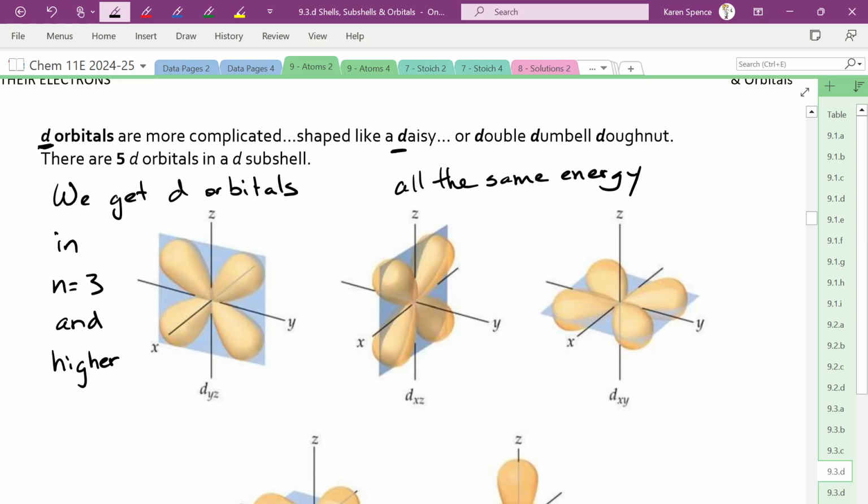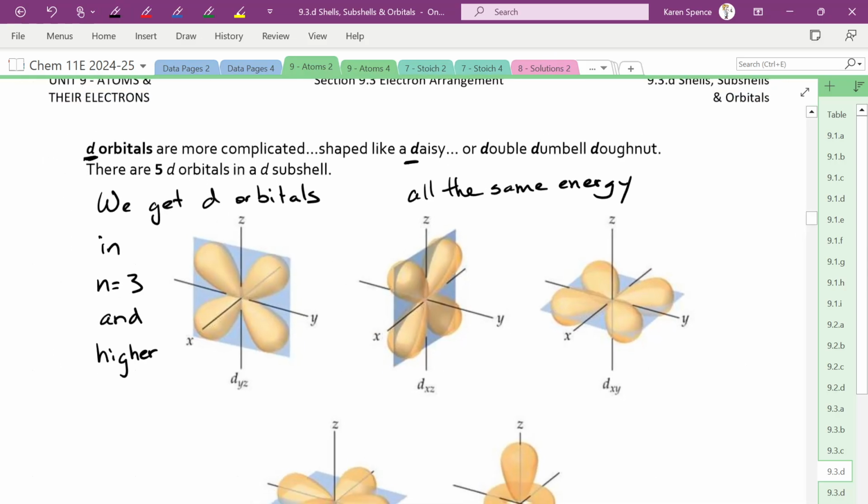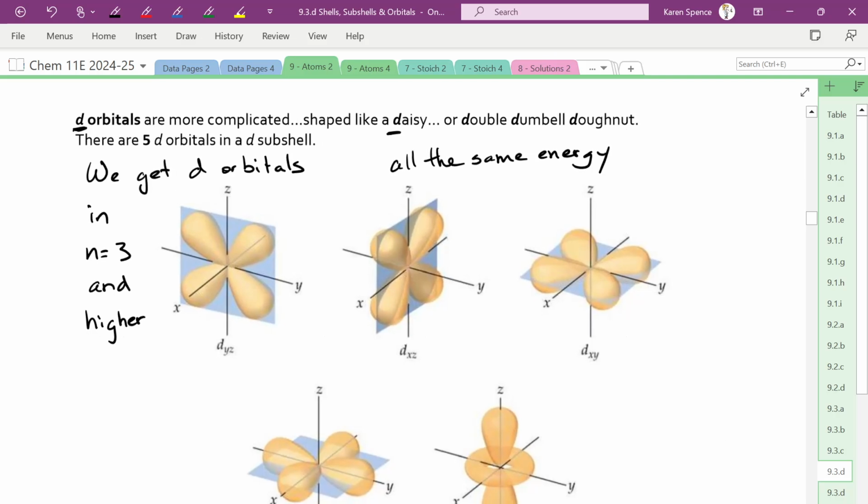So s orbitals we have in all the time. P orbitals only start in level 2. D orbitals only start in level 3. And F orbitals only start in level 4. Okay? And remember, we have 5 of them.